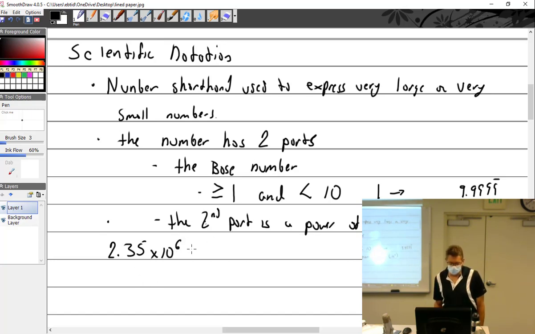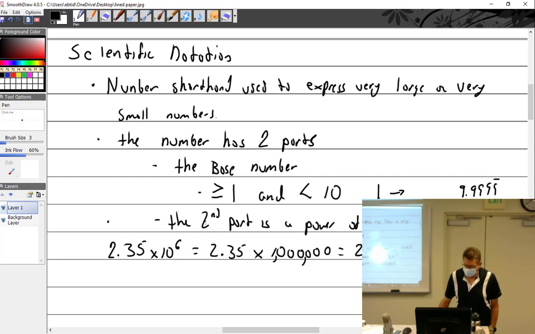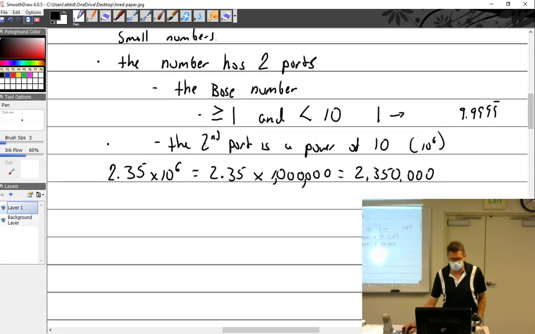All right, so that is 2.35 times 10. 1, 2, 3, 4, 5, 6. If I did that right. 1, 2, 3, 1, 2, 3. Yes, which is 2,350,000. Now that's easy enough to understand. Where we start running into problems is going back and forth between the big numbers and little numbers and negatives and positives. So I kind of have a way of saying that.